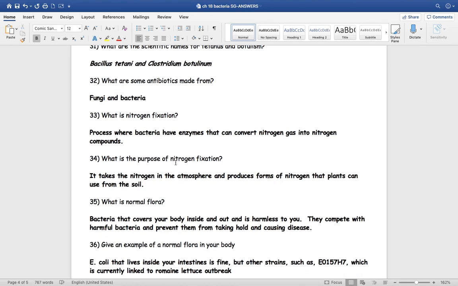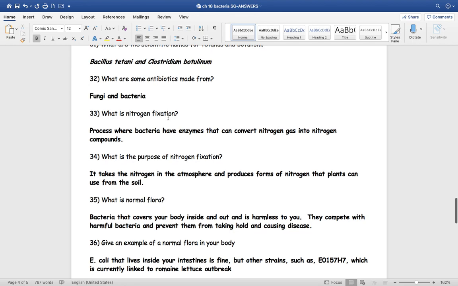32. What are some antibiotics made from? Fungi and bacteria. 33. What is nitrogen fixation? It's a process where bacteria have enzymes that can convert nitrogen gas into nitrogen compounds. So it takes the nitrogen out of the air and makes it into nitrogen compounds like ammonia and ammonium in the soil, maybe, or stuff like that for our plants.